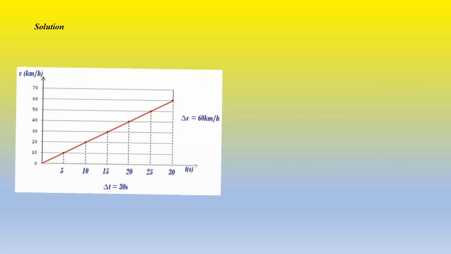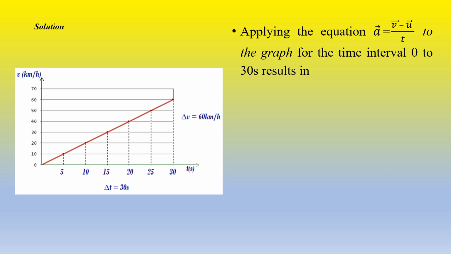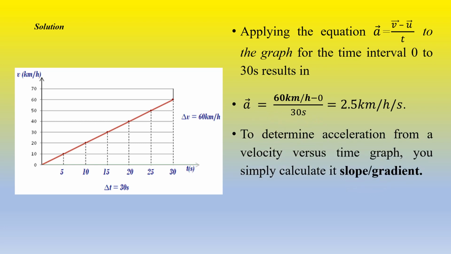Solution. Applying the equation a equals v minus u over t to the graph for the time interval 0 to 30 seconds results in acceleration equals 60 km per hour minus 0 over 30 seconds equals 2.5 km per hour per second. To determine acceleration from a velocity versus time graph, you simply calculate its slope or gradient. Note that delta v is the rise and t is the run.